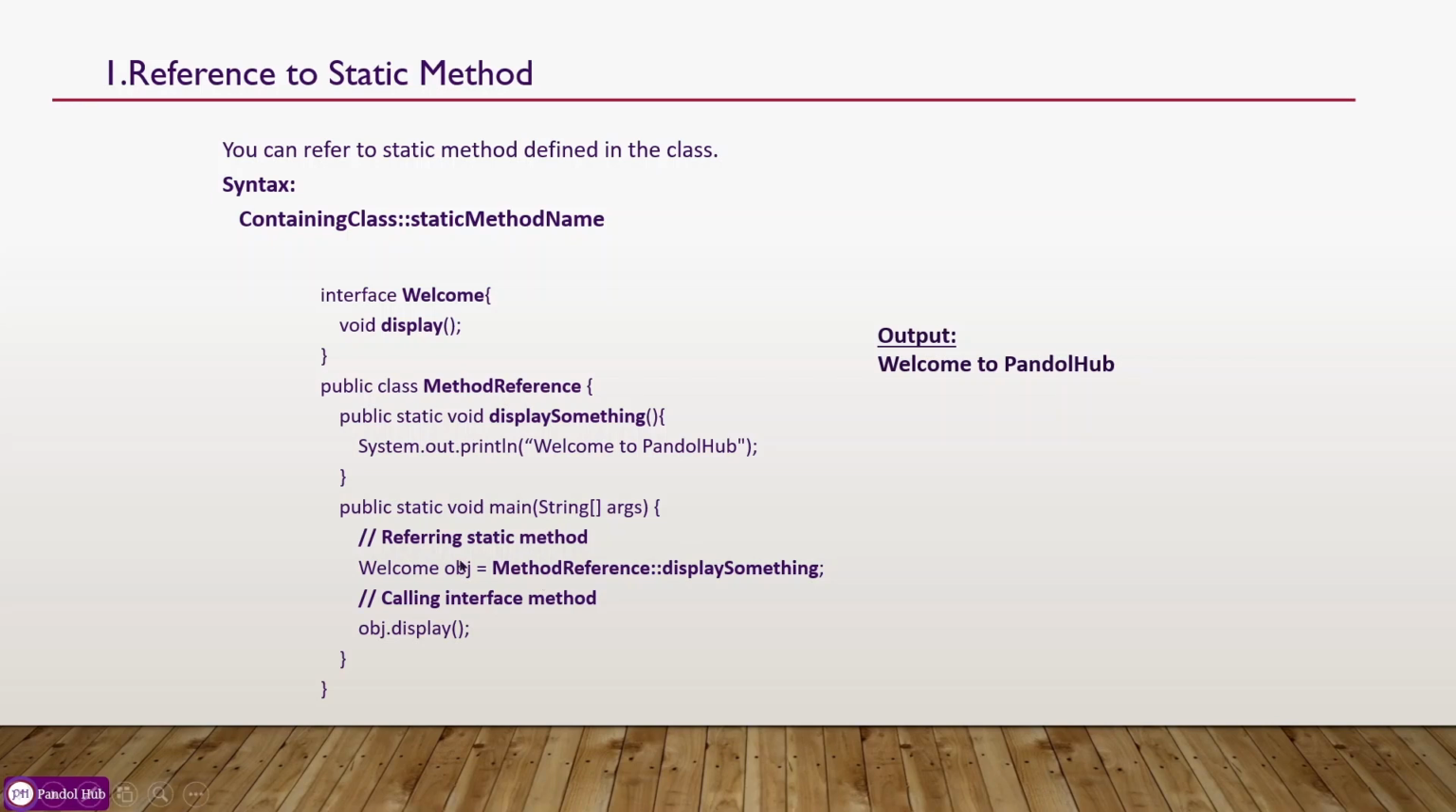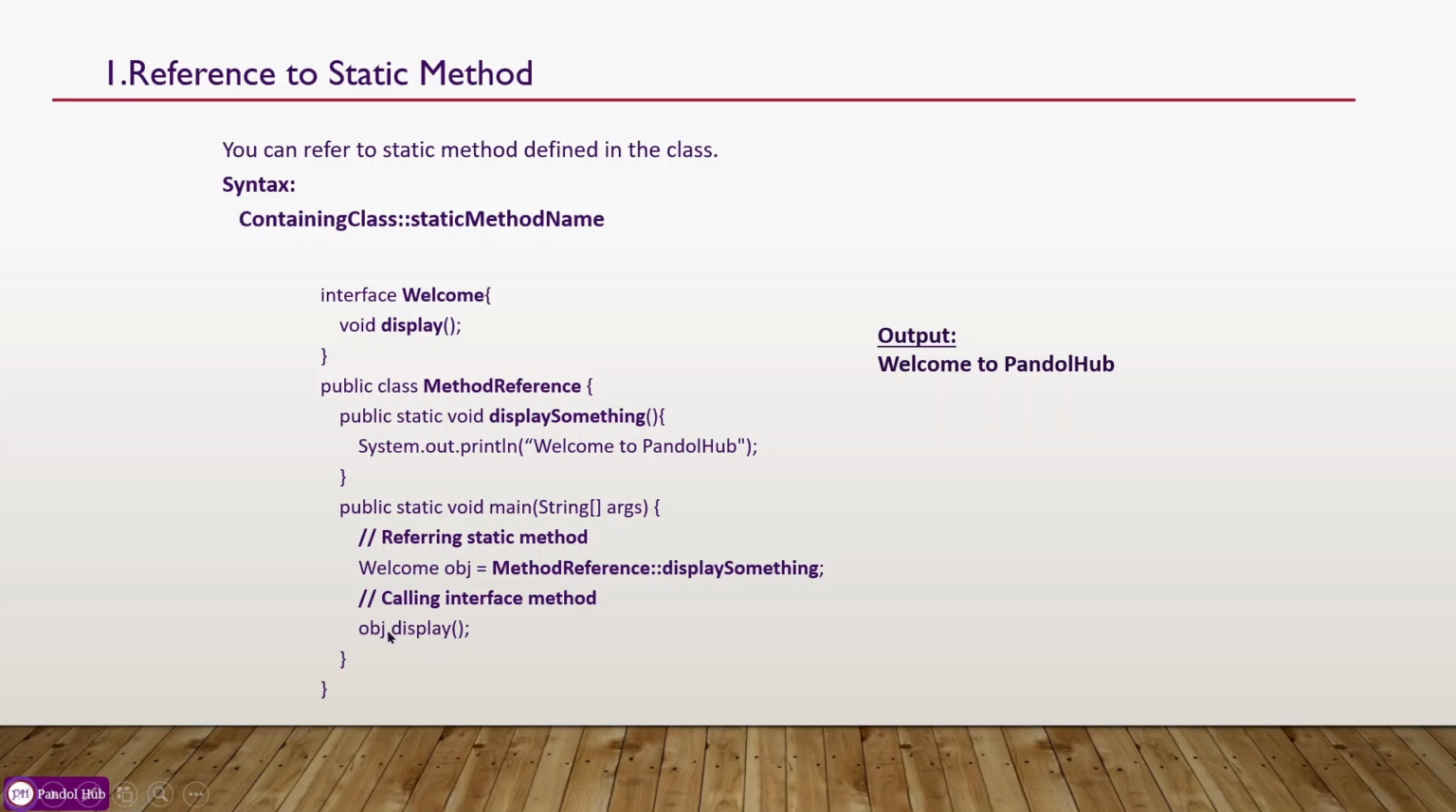This way we are creating an object for it, and then we are calling the interface method display, and it is going to print the output, welcome to Pandulha. This display something method is the one I am going to assign to the functional interface object. So this object refers to this method, and whenever the abstract method of this functional interface is called, it is going to reference this display something method and print.